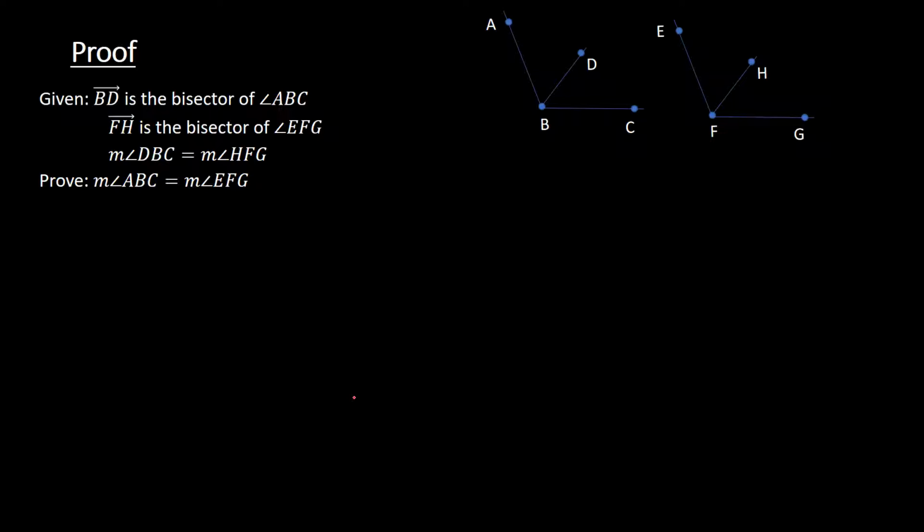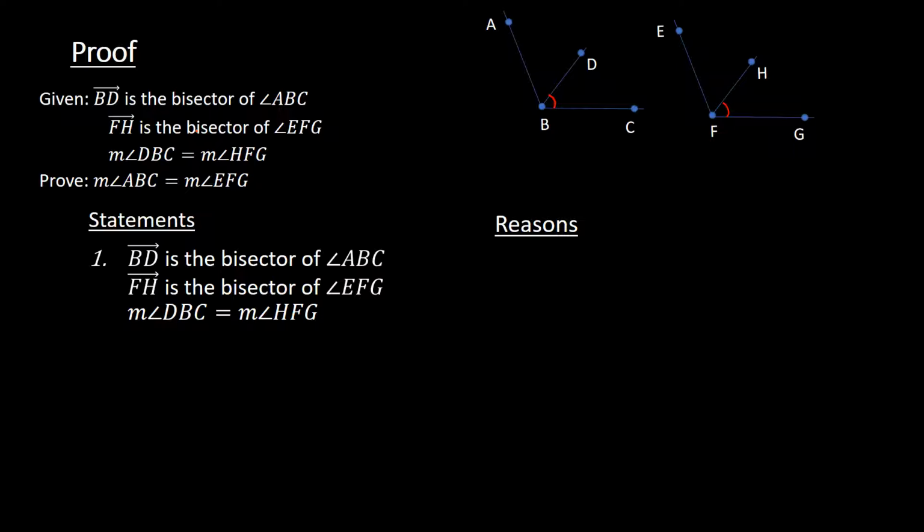So this proof has 3 parts that are given to us. We are told that BD, this right here, is a bisector of angle ABC. We know that FH is a bisector of EFG, and we are told that the measure of angle DBC is equal to the measure of angle HFG. And now for a proof, we need a statements column and a reasons column. And the first statement should almost always be the given information. So all 3 of these statements right here, we're going to put as your first statement. All 3 of those are given, and that's going to be the reason for that first statement.